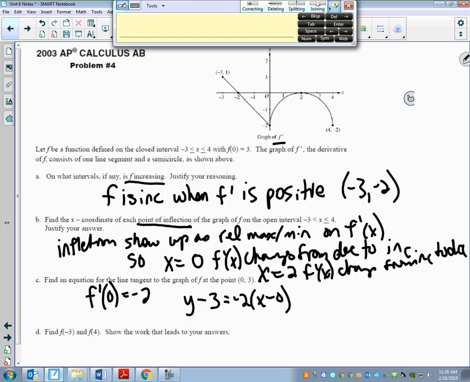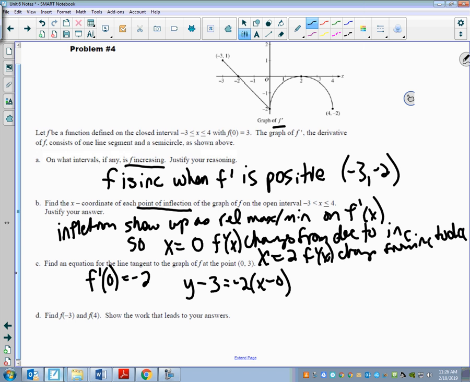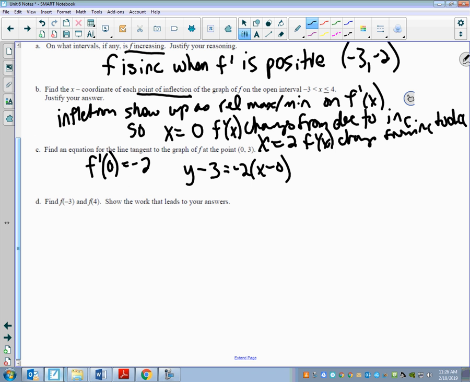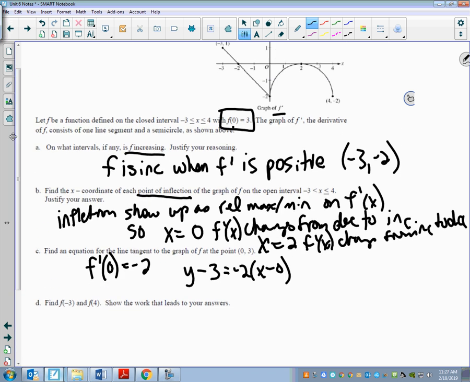So why did they give this question? One, it's always good to review. But two, look at part D. It says find f of -3 and f of 4. And this is where they gave us this point here, okay? This is like what we did on the homework yesterday. So if I'm going to do f of -3, I have to use this point that they gave me. So I have to use the fact that they gave me f of 0 equals 3.